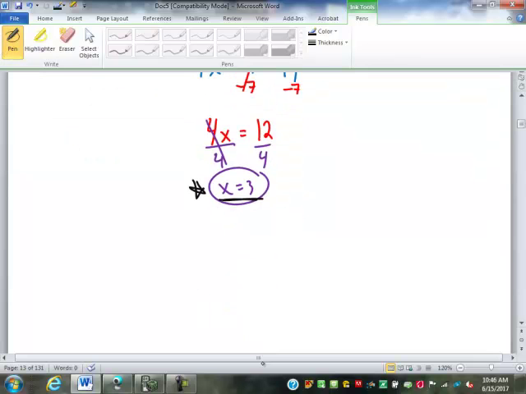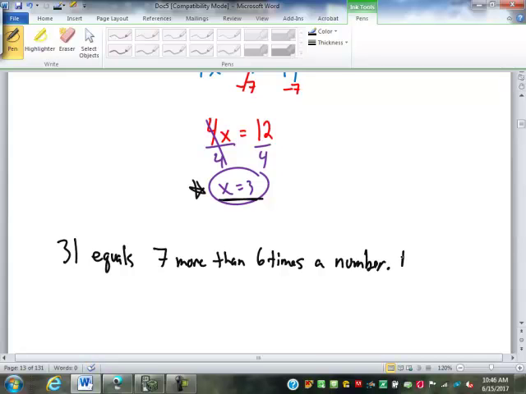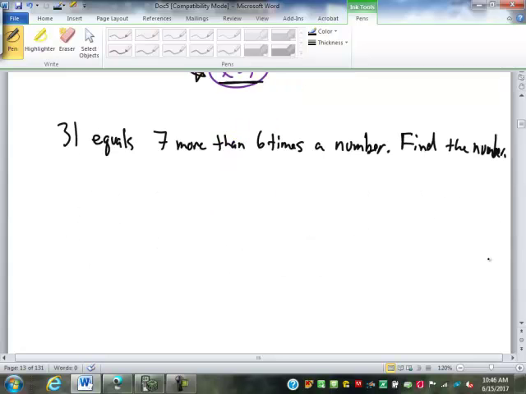Okay, now, in your notes, I'm going to have you do this one. $31 equals 7 more than 6 times a number. Find x, or find the number. So in your notes, I'm going to have you try that one.